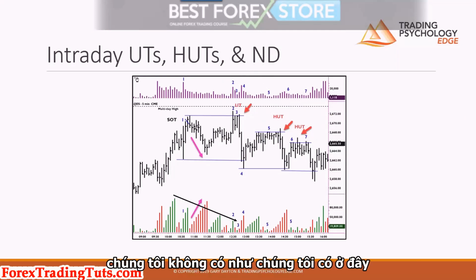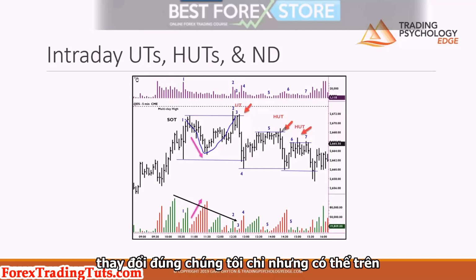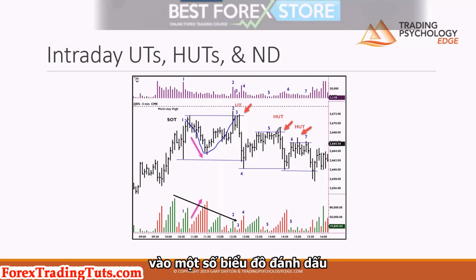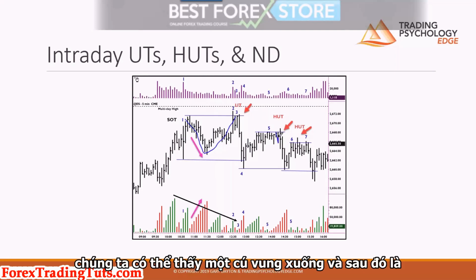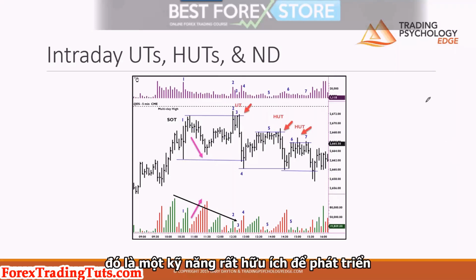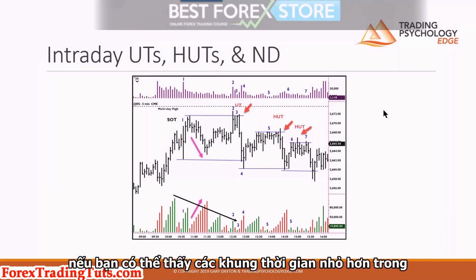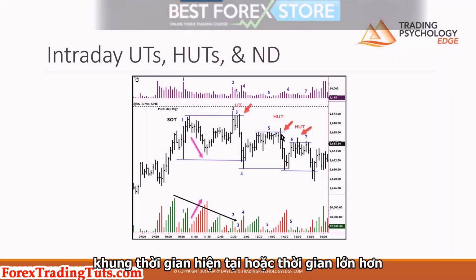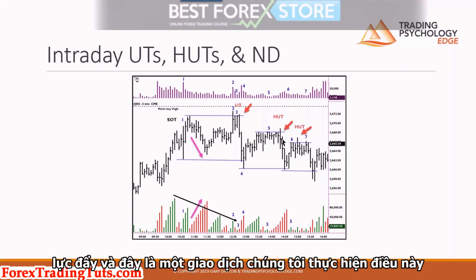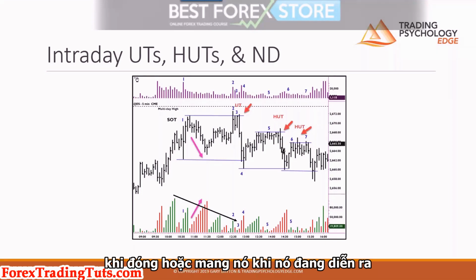We don't have the swings here like we have there. But maybe on the smaller time frame, this 5-minute chart, if we went down to some tick chart, we might see a swing down and then a swing back up, failure to follow through, and then a push down. It's a very useful skill to develop, if you can see smaller time frames in the current time frame, or larger time frames, like the hourly chart in this 5-minute chart. So this is a hidden upthrust, and this is a trade. We take this on the close or take it as it's going down.